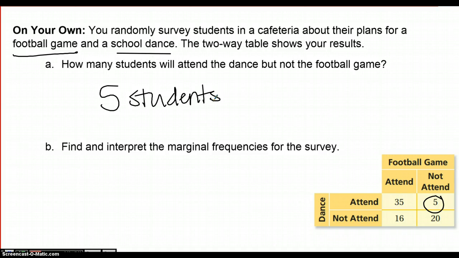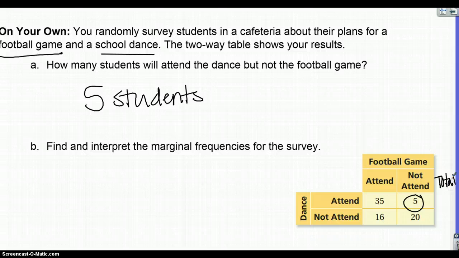Part B, I have to interpret the marginal frequencies, and unfortunately I don't have very much room here. Let me pause and move my screen real quick. Okay, so this is total, and this is total. So the amount of students that attended the football game is 35 plus 16, which is 51. So 51 students attended and 25 did not attend the football game. For the dance, 40 people attended and 36 people did not attend. And the total amount of students that were surveyed should be 76. The way we can check that we added correctly is 40 plus 36 is 76. 51 plus 25 is also 76.